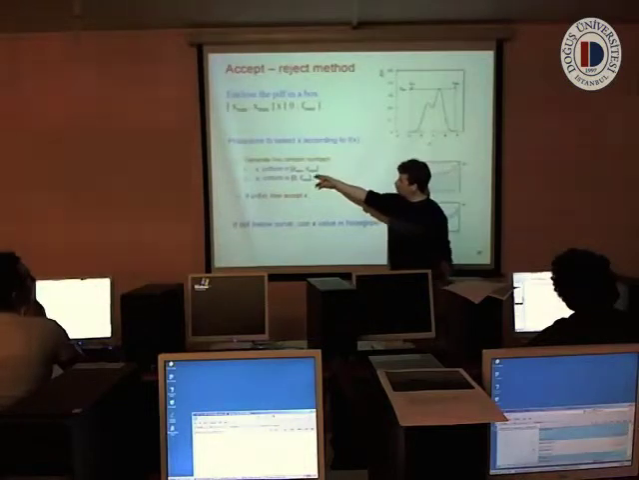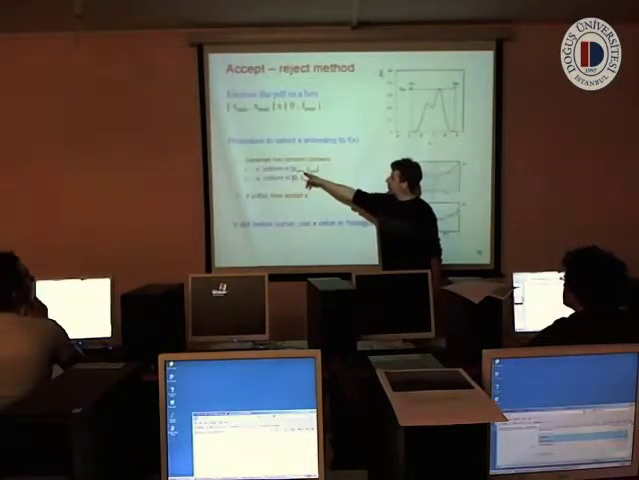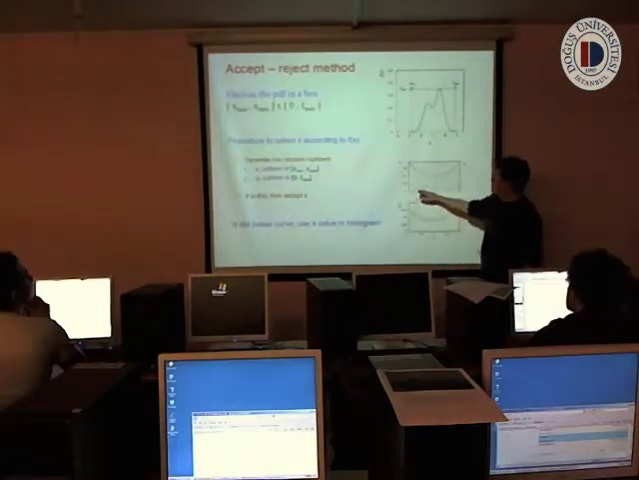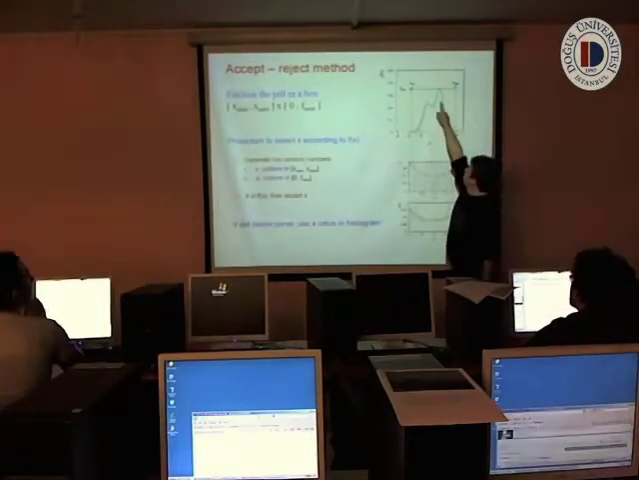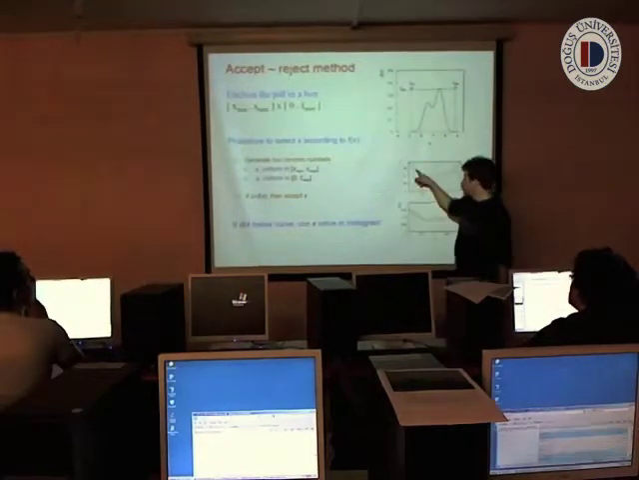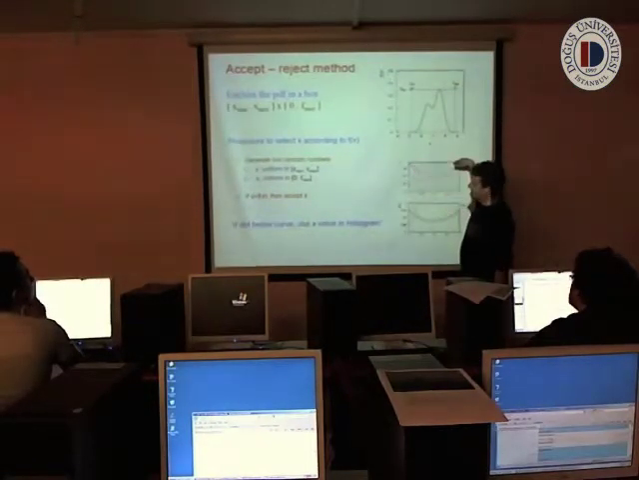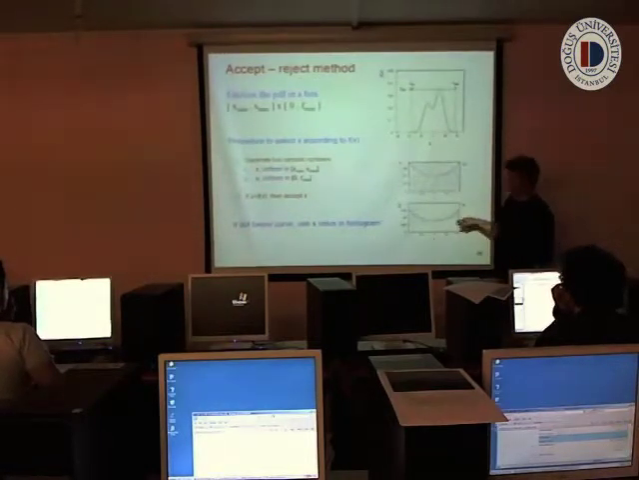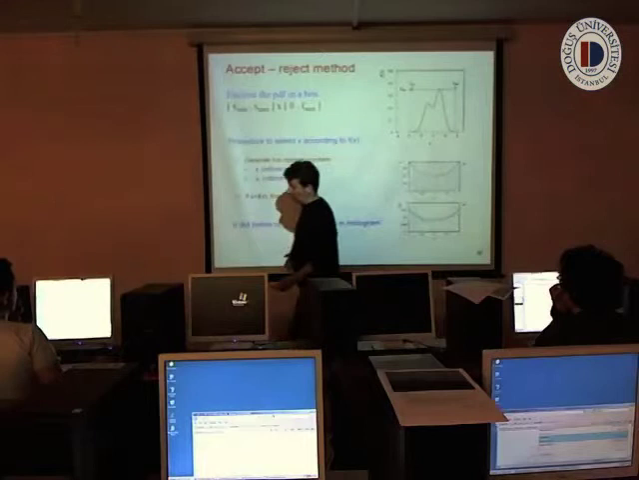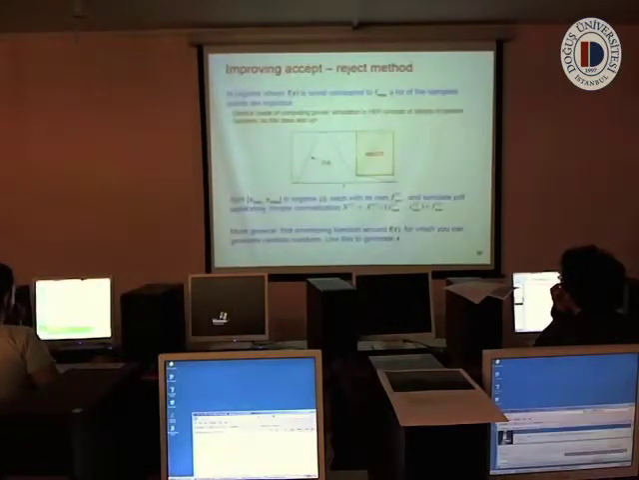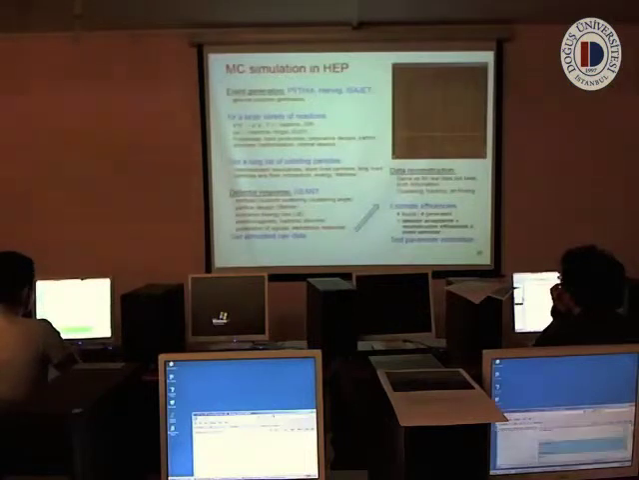In formula, you throw x uniform between x min and x max, and u uniform between 0 and f max, which is the maximum value, and then you keep it if the u is below the line. And then you can actually generate a nice sample according to any distribution that you have.